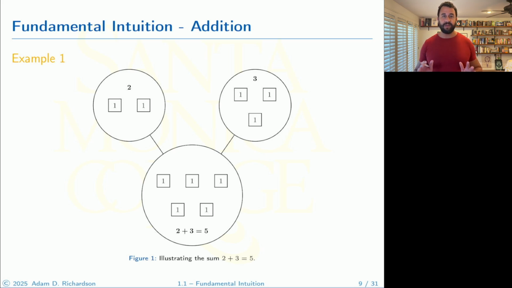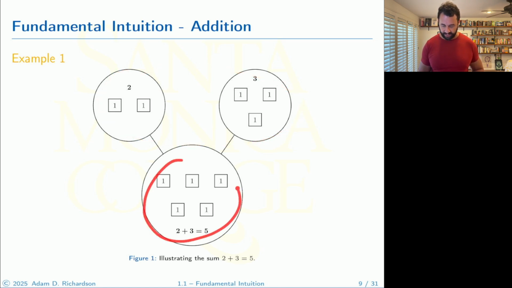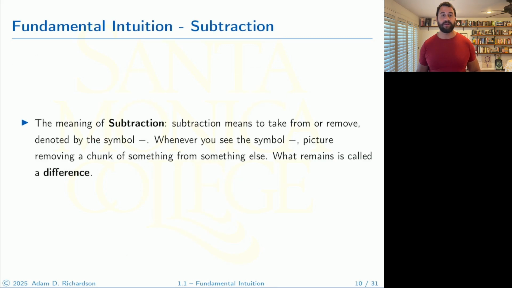Again, I know this is very basic stuff, but it helps to go through it and make sense of what's happening. Here I have two collections. I've got two things and three of the same things, and I'm combining these two and these three to make a total of five things. This is what addition looks like. When you have these objects and you bring them together, that's addition. This is the sum, and obviously the sum of two and three is five.